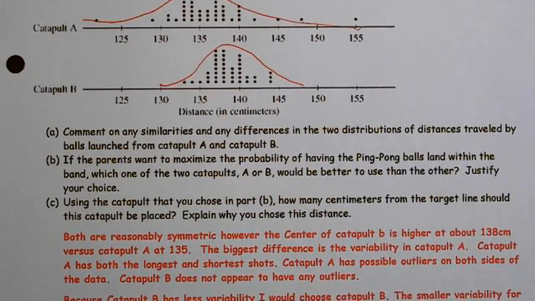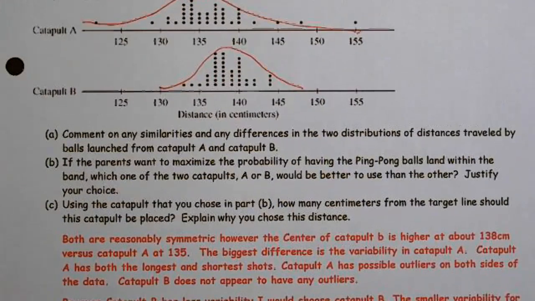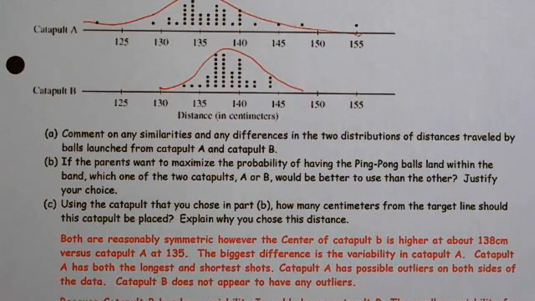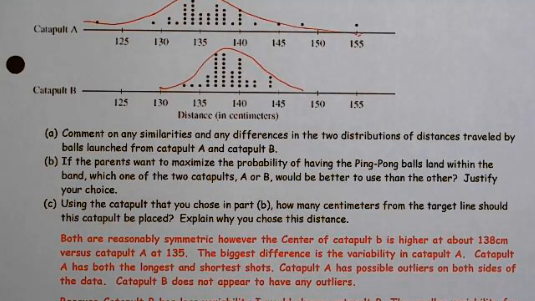Both are reasonably symmetric. However, the center of catapult B is higher at about 138 versus catapult A at about 135. And that's an estimate. If you said 136, that would have been fine. Somewhere in there would be good. The biggest difference is the variability in catapult A. Catapult A has both the largest and shortest shots. Catapult A has possible outliers on both sides of the data. Catapult B does not appear to have any outliers.